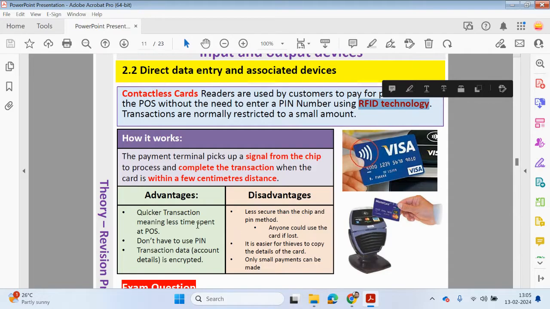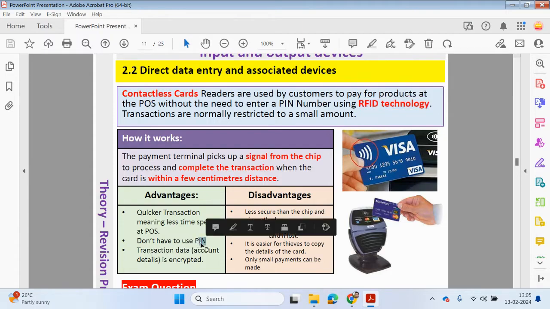So the advantage is because you're not having to type in a PIN, there's no need to remember a PIN. Simply because we're tapping and not typing, it's going to be a quicker transaction. So less time spent at the POS, less time queuing. And also the advantage is there's no one looking at you whilst you're entering your PIN. And the transaction data is all encrypted.